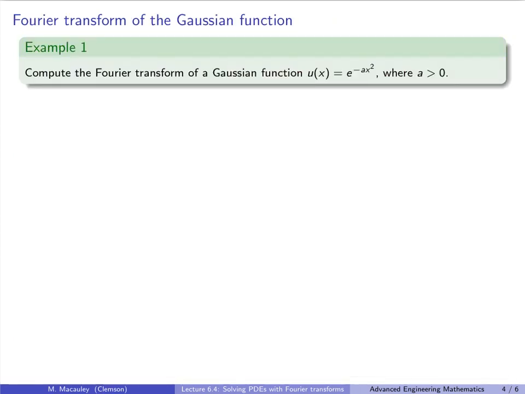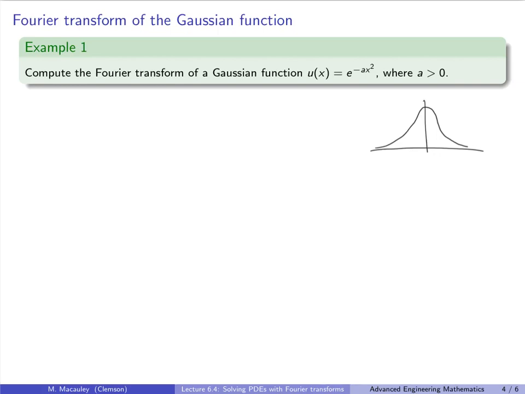Let's start with an example of computing the Fourier transform of a Gaussian function. Particularly, let's do this Gaussian function, u of x equals e to the negative a x squared, where a is some positive constant. So this is in the shape of a bell curve. Of course, we can't guarantee that this is going to have area 1 underneath it because we don't have any idea what a is, but we could scale this to make it an actual normal distribution if we wanted to.